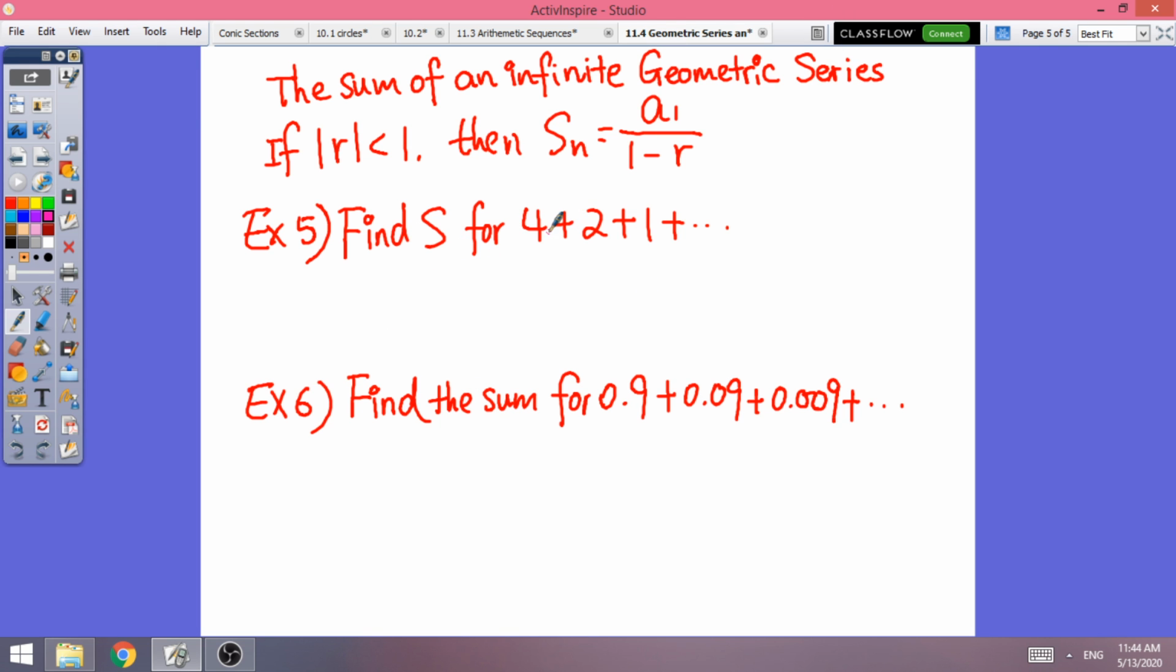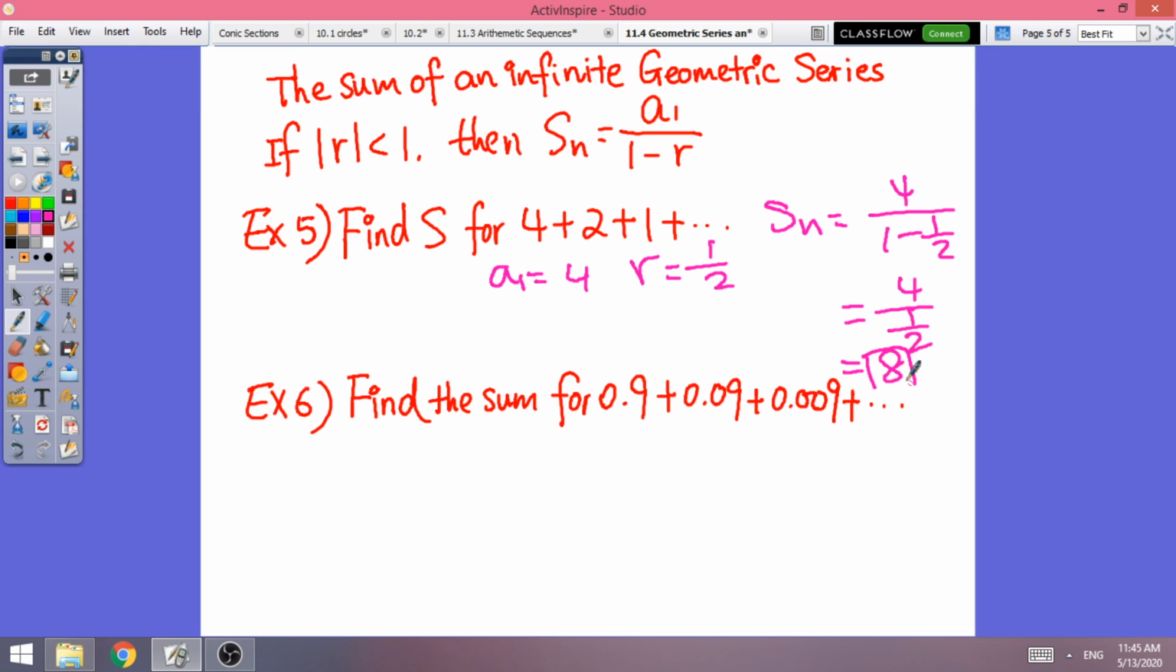So let's find the sum for this infinite geometric series. We got 4, 2, 1. So obviously a sub 1 is 4. Common ratio: how do I go from one term to the next term? I multiply by 1/2, because 2 over 4 is 1/2. Then using this information, we're finding the sum. So S equals a sub 1 over 1 minus r: 4 over 1 minus 1/2. 1 minus 1/2 is 1/2. So 4 divided by 1/2 is 4 times 2, which is 8. So the sum of this infinite geometric series is 8.